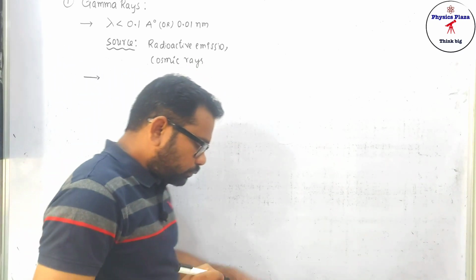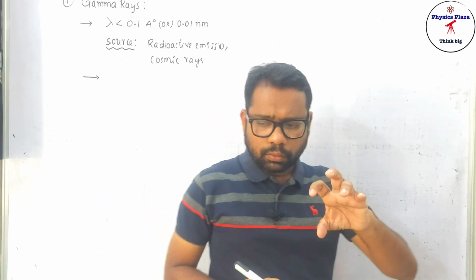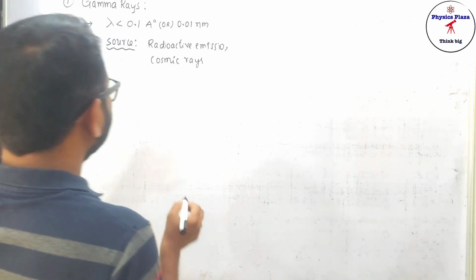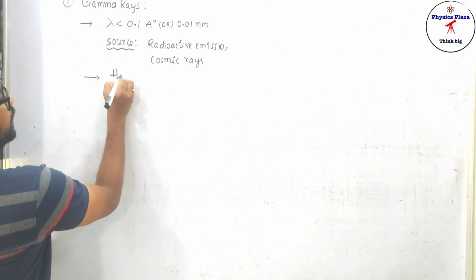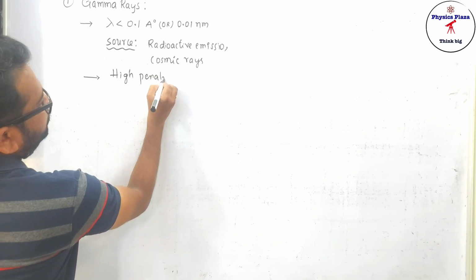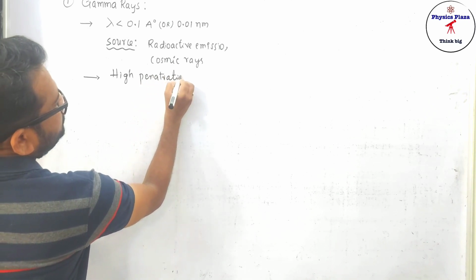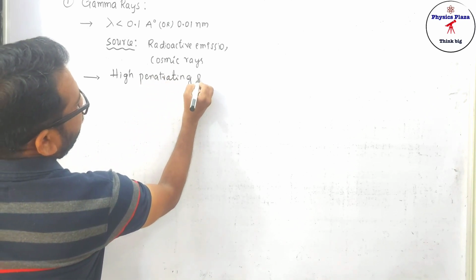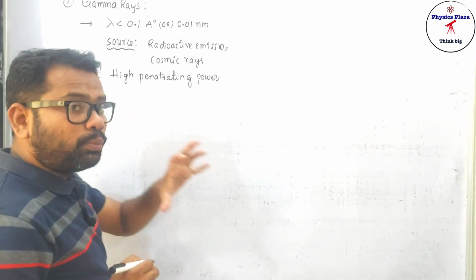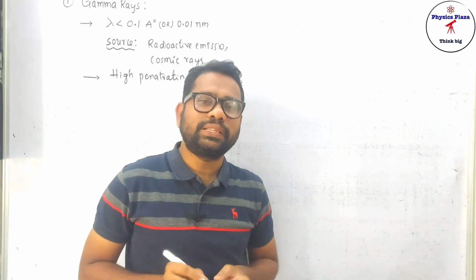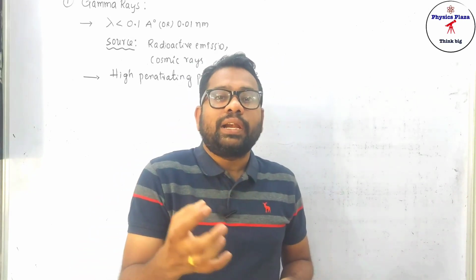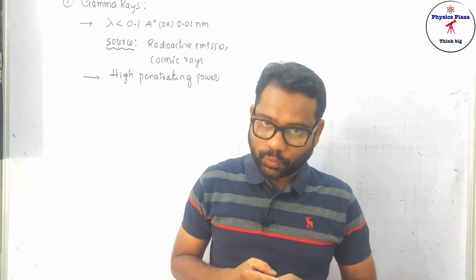What is one of the important properties from the examination point of view? These gamma rays have high penetrating power, which means they can penetrate very easily, even through human flesh. That's why gamma rays do more biological damage. It's too dangerous also. Okay, fine.